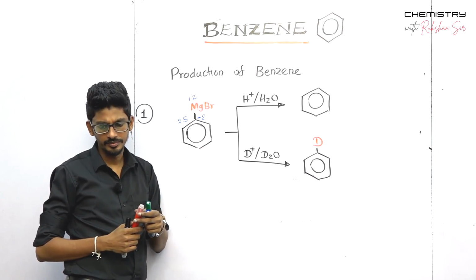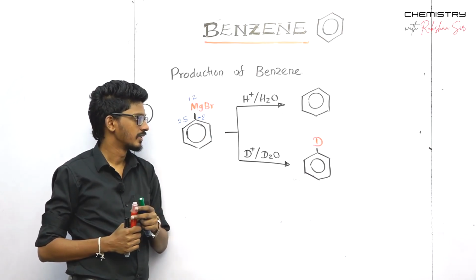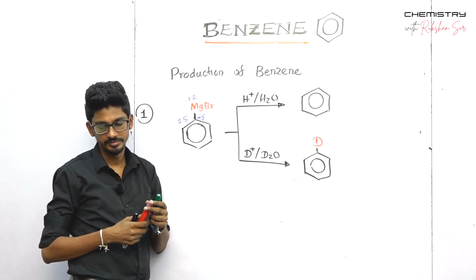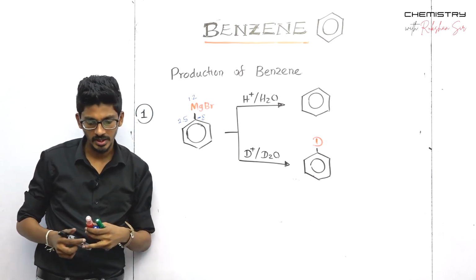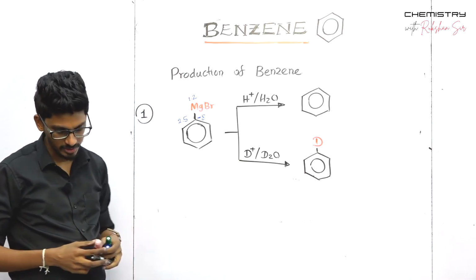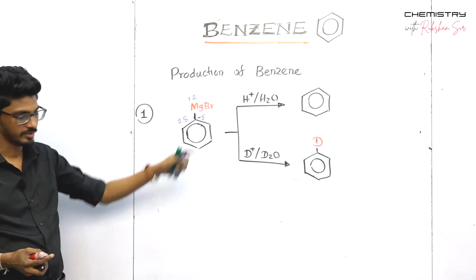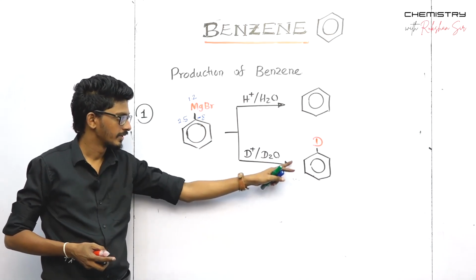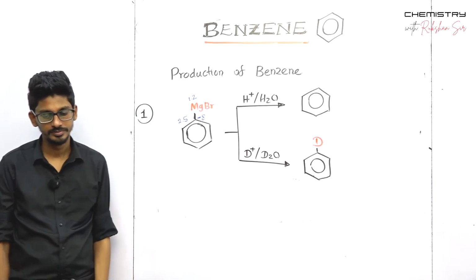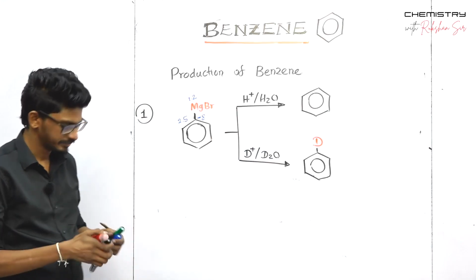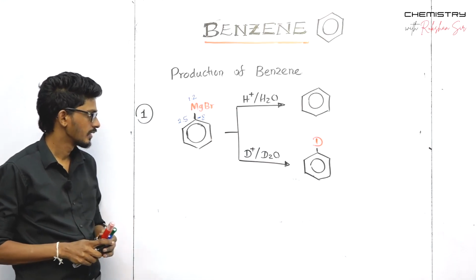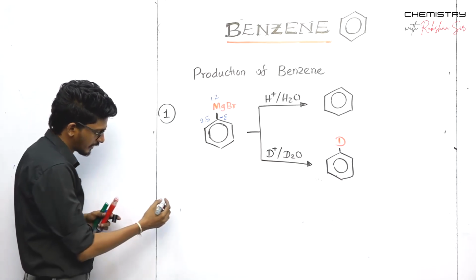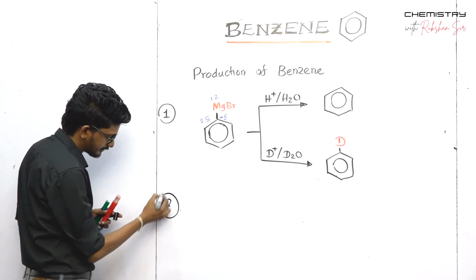So this is the first method by which you are supposed to form the benzene, right? That is appearing in your note at page number 30. Just complete this stuff. The MgBr can be connected to benzene or can be connected to deuterium, right? Just complete this thing. And with that, I'll come up with the second way of producing the benzene as well.